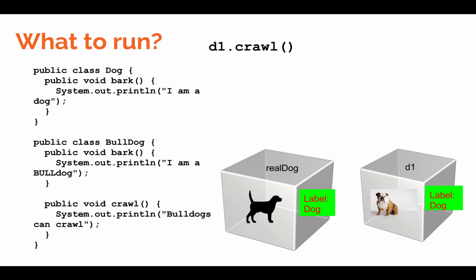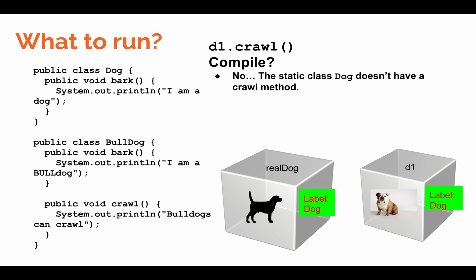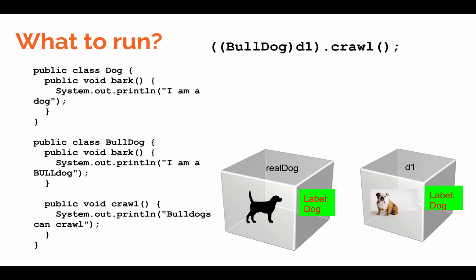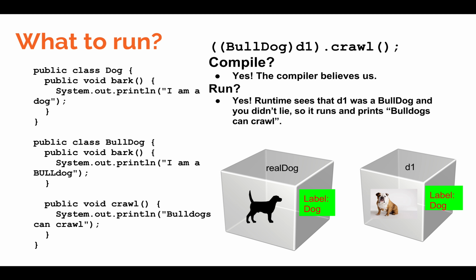What about d1.crawl? Compiler error. It checks the static class and has no idea what to do. Bulldog d1.crawl. First, does it compile? Sure, compiles just fine. What about runtime? It runs. Very good. Prints out bulldog can crawl. All right.